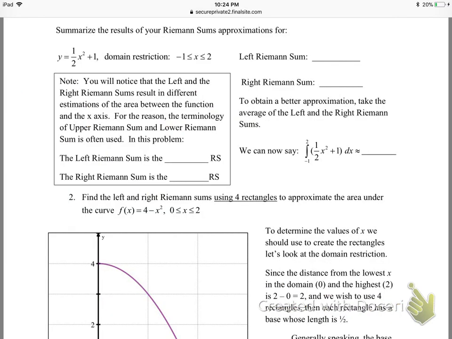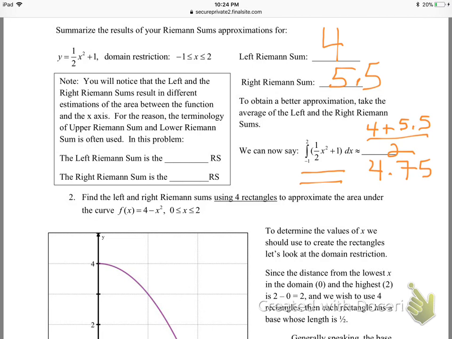Okay, here we're just filling in the information from the previous page. So the left Riemann sum was 4, the right Riemann sum was 5.5. Here's how you would write it, and if I ask you to give me an approximation, one thing that we can use, and what I'm going to expect you to use for Riemann sums, is to get me the average. So 4, the left Riemann sum, plus 5.5, the right Riemann sum, divided by 2. If you do that math, you get an average of 4.75. Not perfect, but good enough.